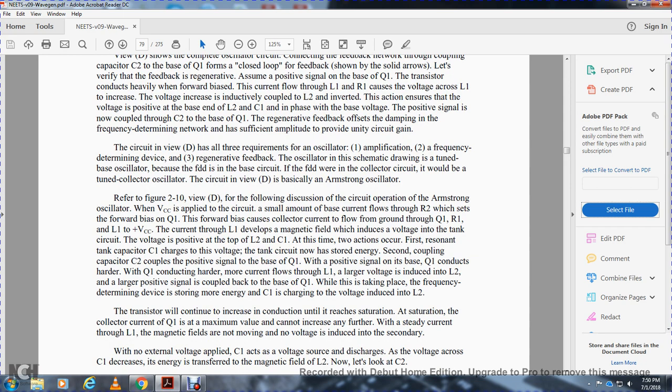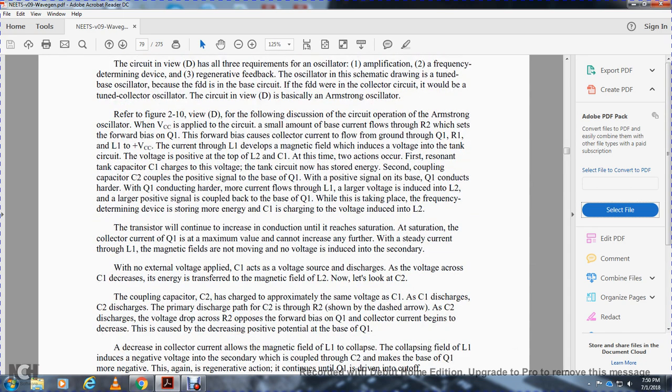The circuit is viewed as the Armstrong oscillator. Figure 210 shows view D. The following discussion covers the circuit operation of the Armstrong oscillator.